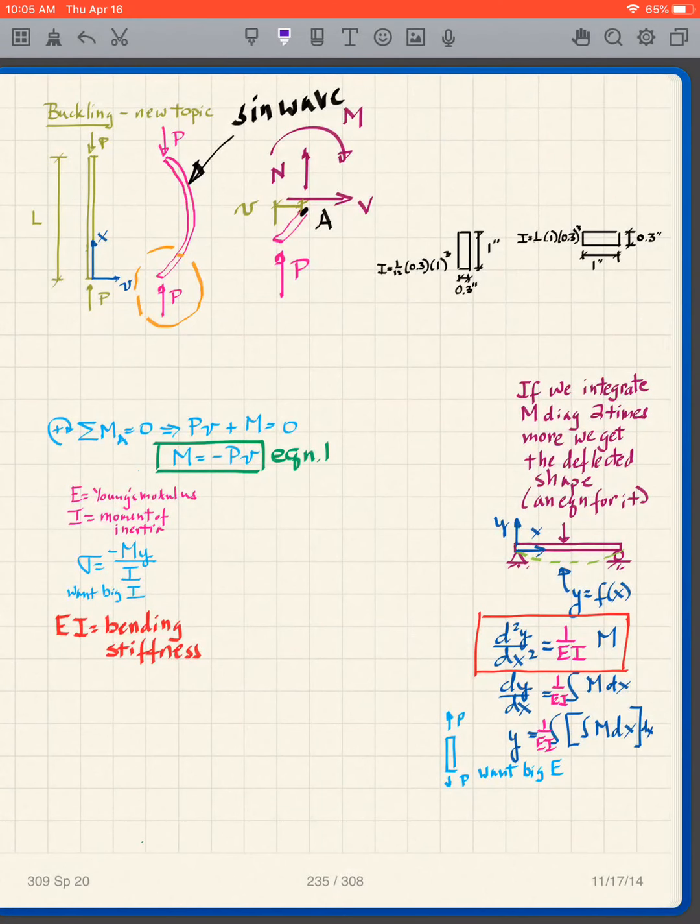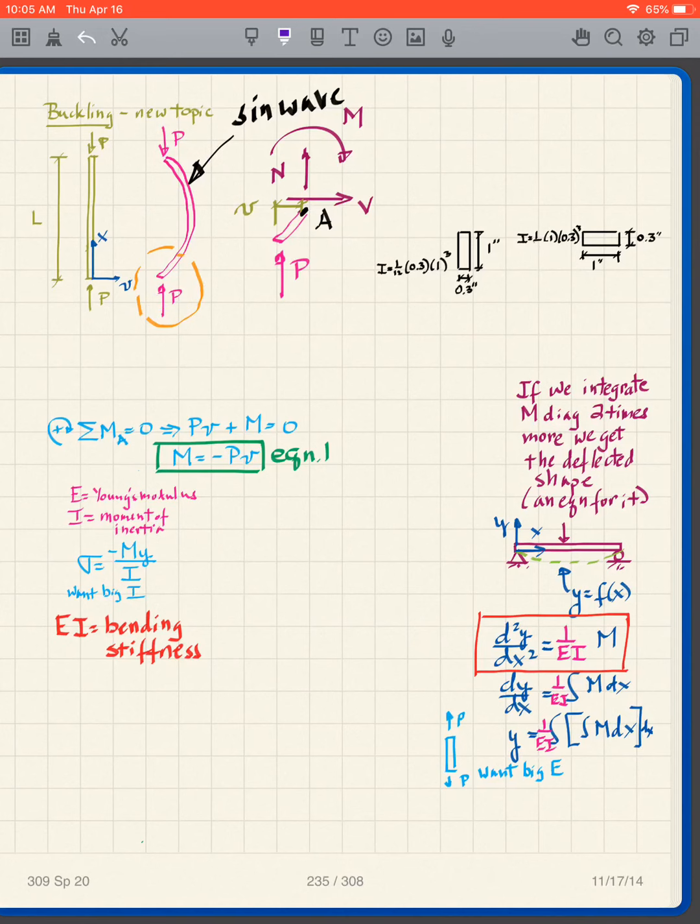Okay, we're going to start a new topic called buckling. You've all experienced it in one way or another. If I have a long, skinny member and load it axially, then what may happen to it is that it bends like this. And that sort of explains, to a certain extent, that it's similar to a bending problem.